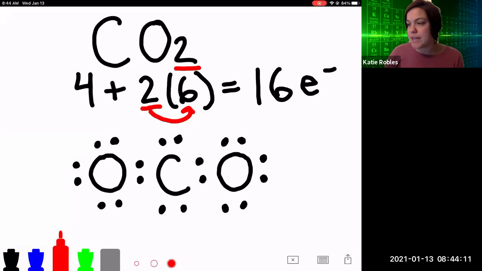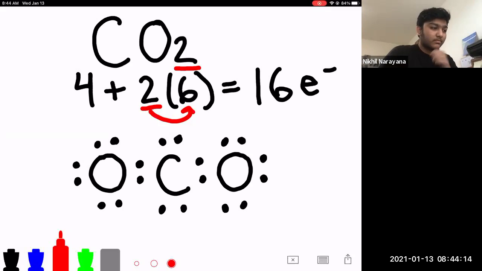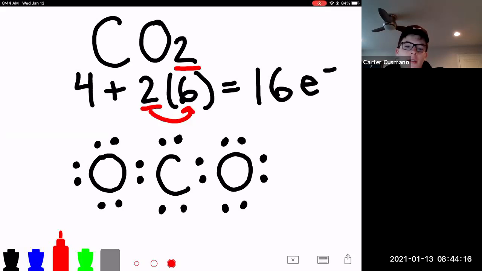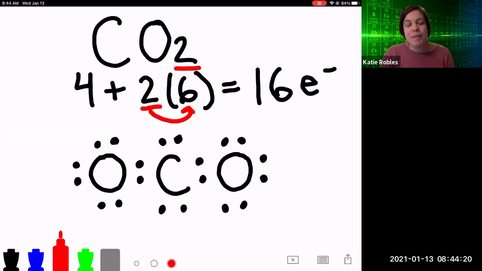Okay, that is the valence electrons. Miss Robles, how come when you do it, you just put dots around all of them? Well, again, this is kind of my method. There's other ways to do this, but I want to make sure at the end of the day, all electrons are satisfied.